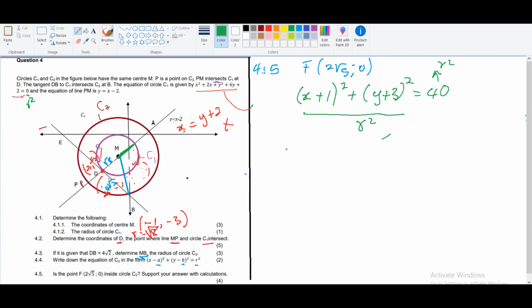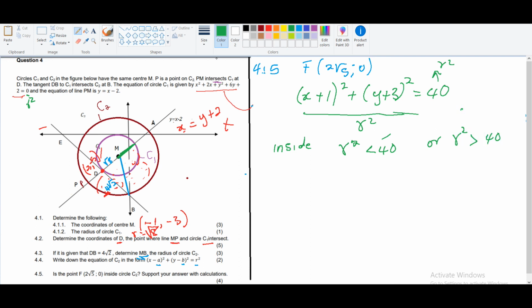So we know that for our point to lie inside the circle, the value on this side must be less than r squared, to ensure that the point is inside. The moment your value is greater than r squared, that means your point is outside the circle. So for the point to lie inside, you need it to be less than 40, and if it is greater than 40, it is outside.